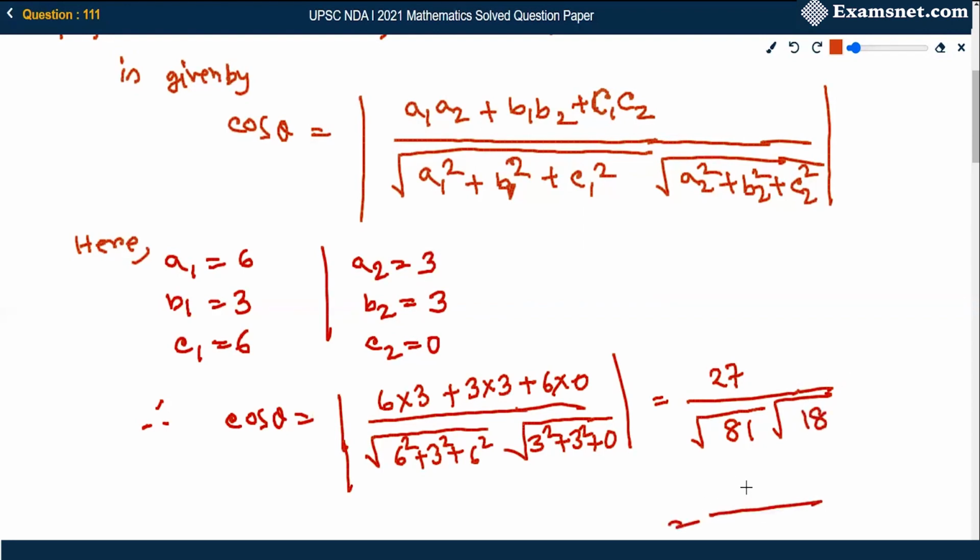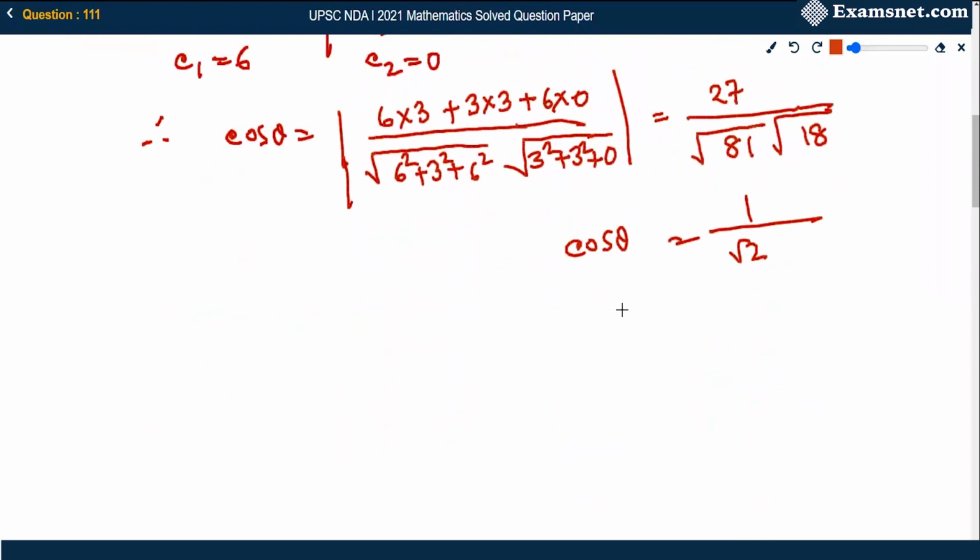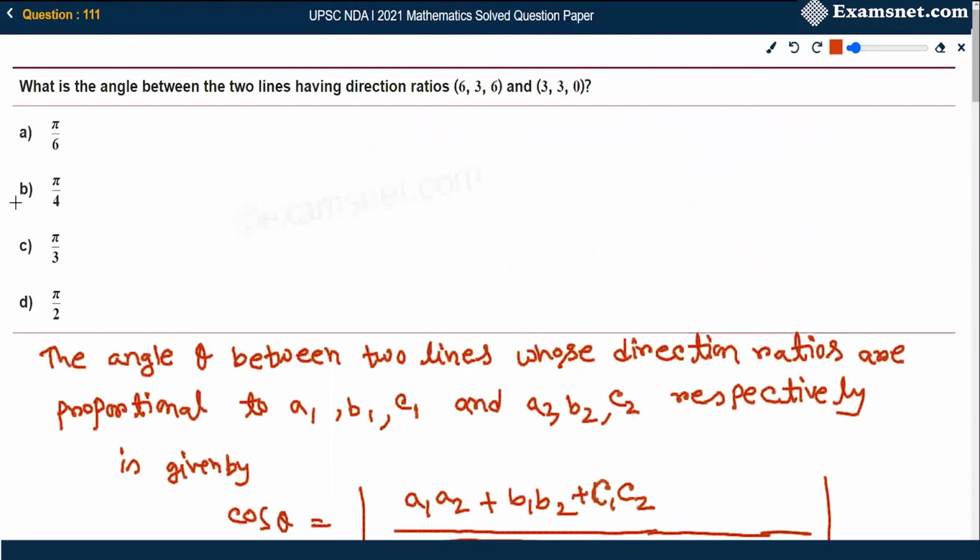Okay, so that means we are getting the answer 9 and 3, and here also 3. So 1 by root 2. So cos theta equals 1 by root 2, correct? So that means we know cos gives us the value 1 by root 2 at an acute angle, that is 45 degrees. So cos theta equals cos pi by 4, theta equals pi by 4. So here option B is the correct answer.